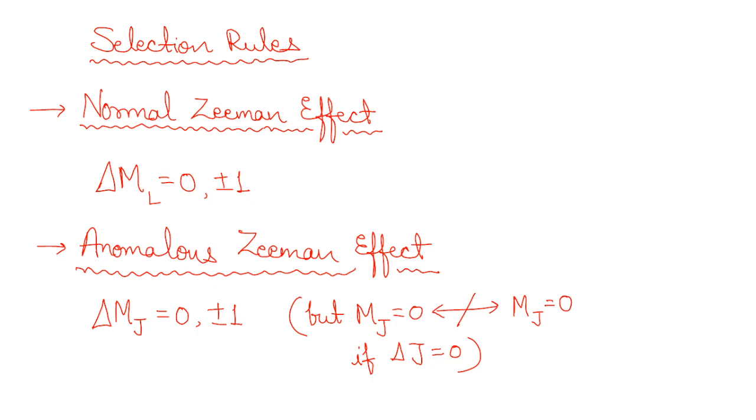Now let's start the discussion. The first topic related to which we are going to discuss the selection rules is the Zeeman effect. If I talk about the Zeeman effect, we have two effects which we observe. One is the normal Zeeman effect, another one is the anomalous Zeeman effect.